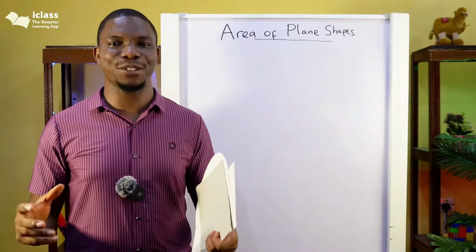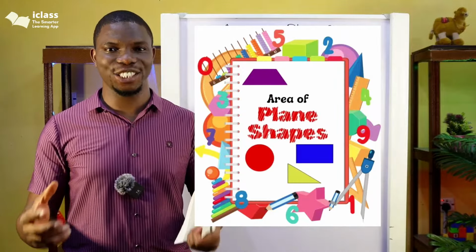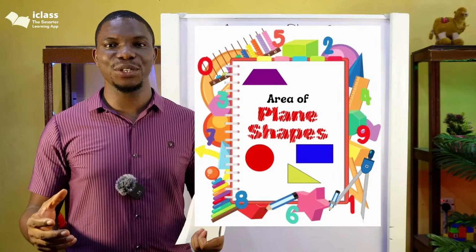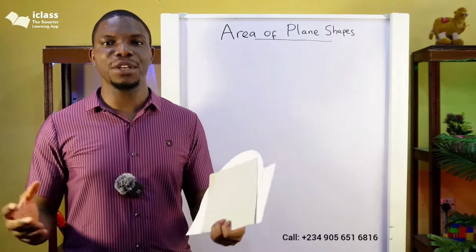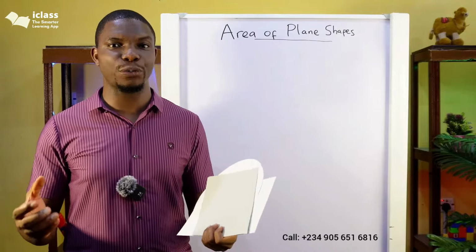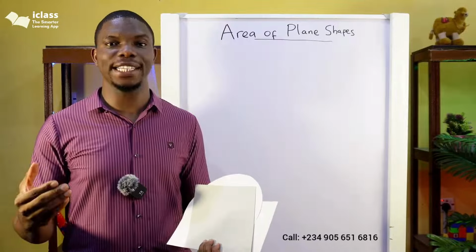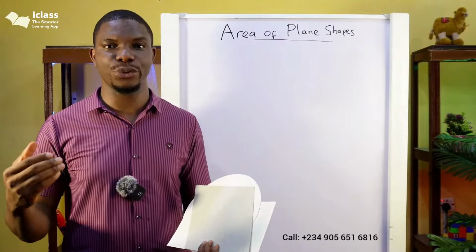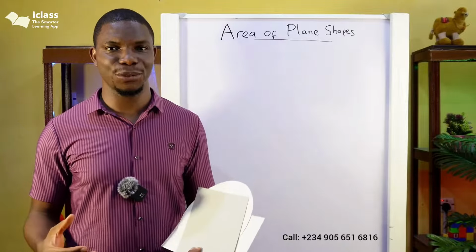Hello and welcome to this video. Today we'll be looking at area of plane shapes. This video is for those in JS1, 2, and 3. But if you're in a lower class like primary 4, 5, or 6, you can still watch this video. And even if you're in a higher class like SS1, 2, or 3, there might be one or two things that you will learn from this video.